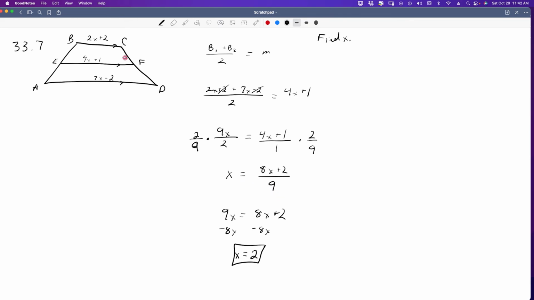So that allows me to go in here and solve this. So this would be 4 plus 2, that'd be 6. This would be 8 plus 1, that'd be 9. This would be 14 minus 2, that would be 12. And if we look at this, 6 plus 12 is 18, right? Divided by 2 is 9. So that works out. Our math checks out. X is 2. And that is our final problem for lesson 33.